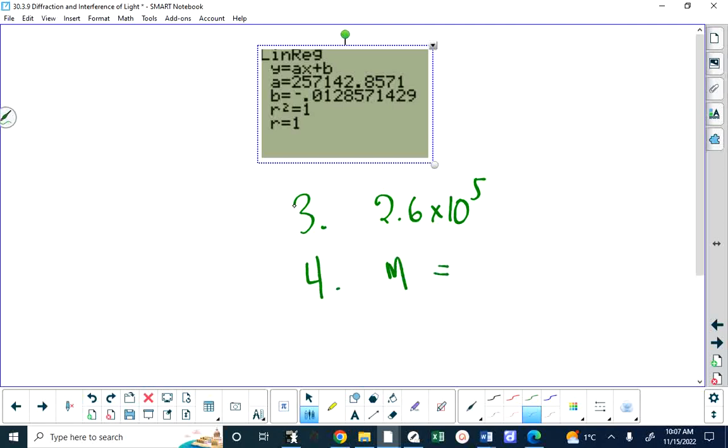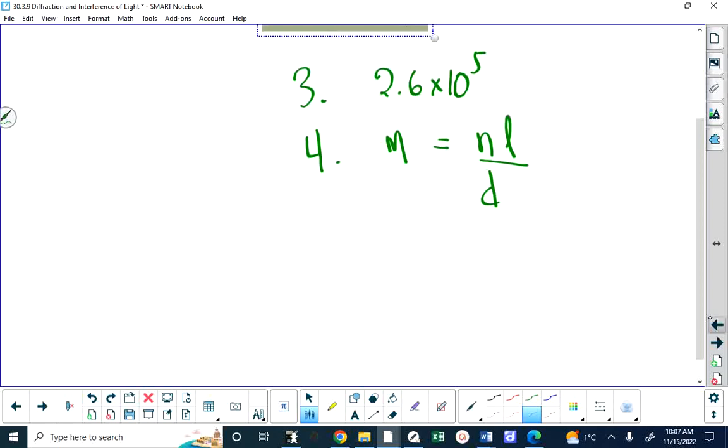Now for number 4, we've already done the hard work, the heavy lifting. The slope is equal to NL over D. That was what came out of our thought analysis comparing the math and the physics. So I can put in all of the information. I can put in 2.6 times 10 to the 5 for the slope. I'm going to put 1 for N because all of their data was to the first order antinode. L was, I've forgotten again, was it 1.5? 1.5.